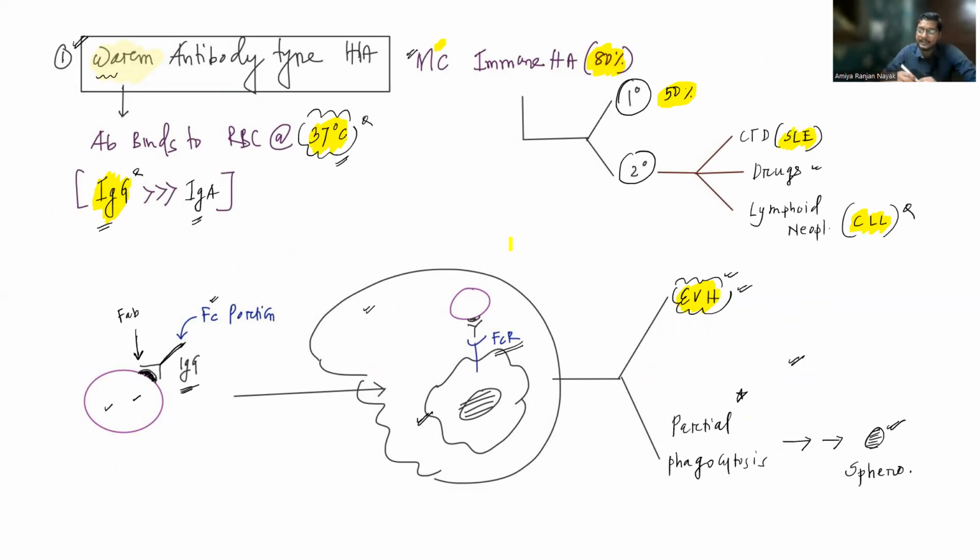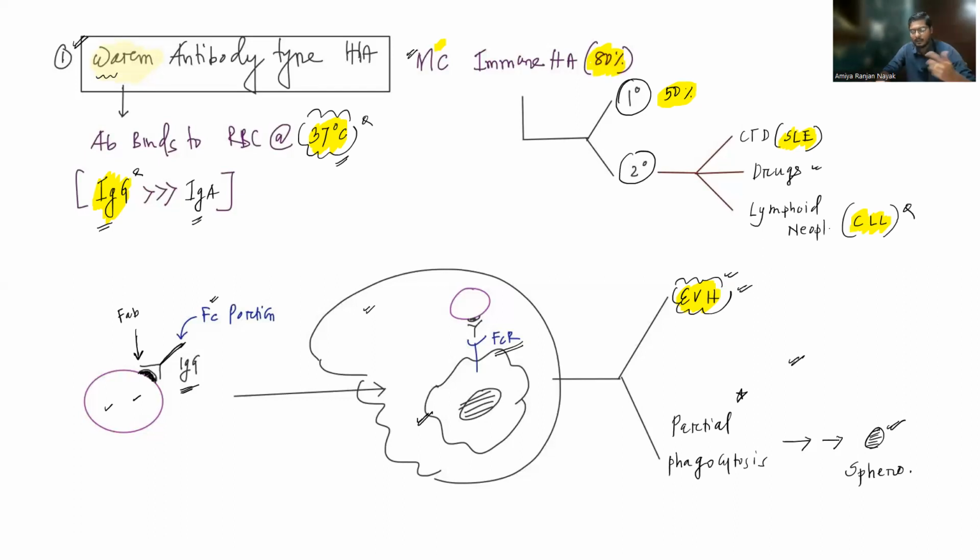Okay, and if it is secondary to some other condition, we have to treat that primary condition. That means if it is secondary to SLE, you have to treat SLE. If it is secondary to drugs, you have to withhold the drug. If it is due to lymphoid neoplasia like CLL, then this is an important point. If autoimmune hemolytic anemia is happening in a patient with CLL, we'll just treat the autoimmune hemolytic anemia with steroids. Mere presence of autoimmune hemolytic anemia in a patient with CLL doesn't qualify for treatment of CLL itself. We'll discuss more on that when we discuss CLL.